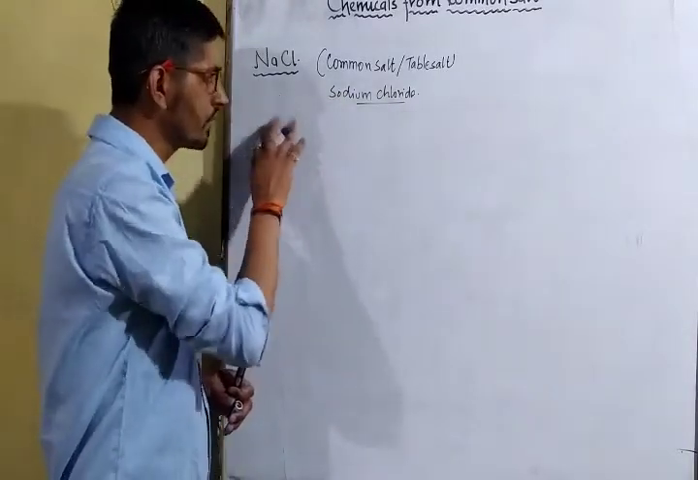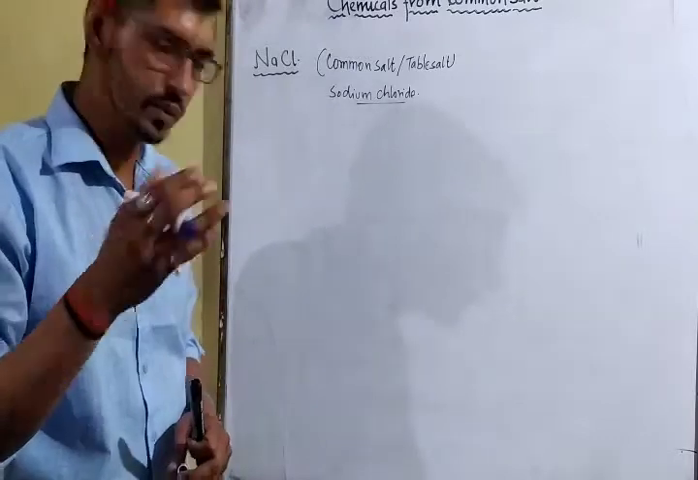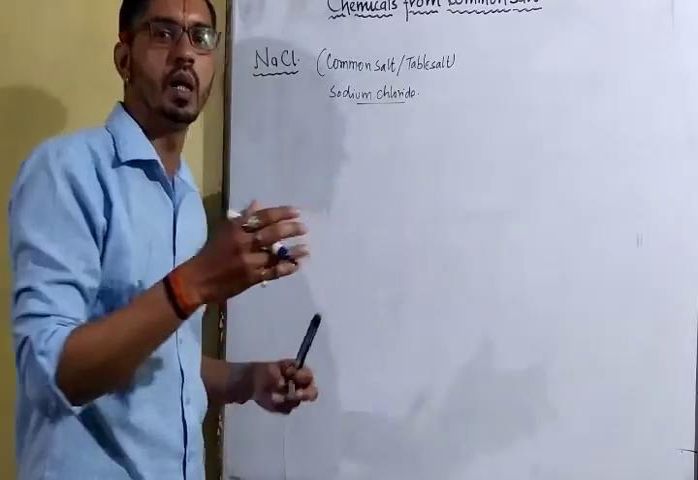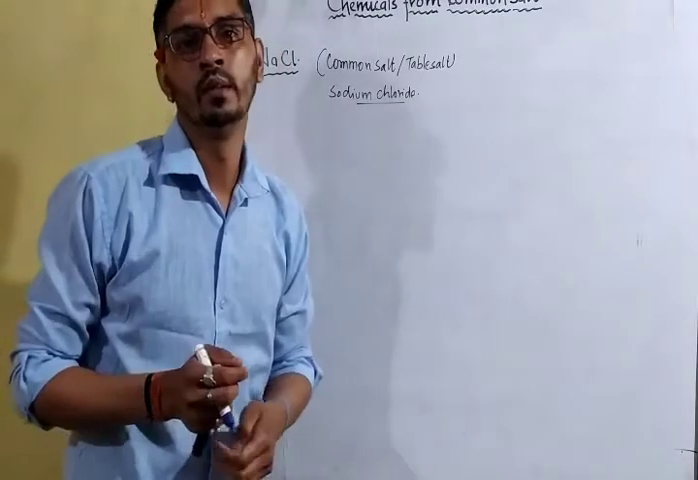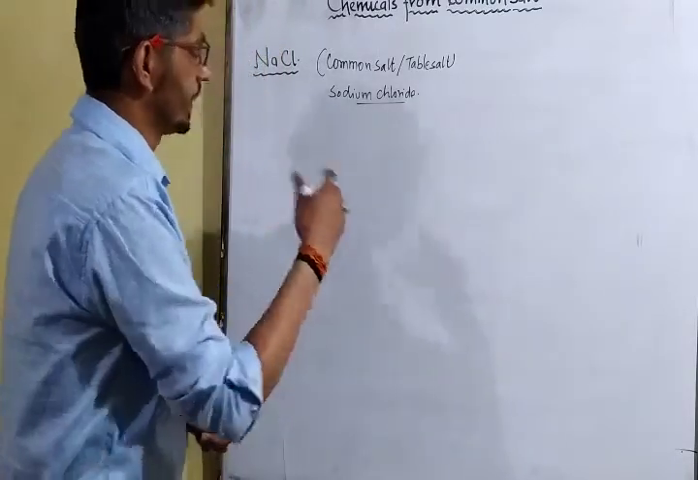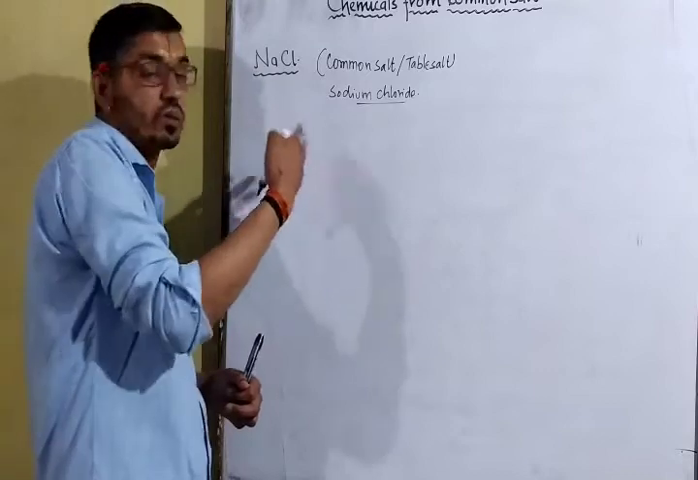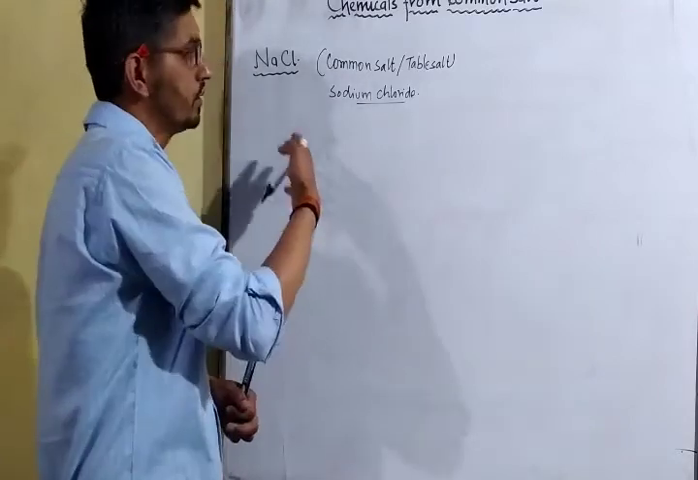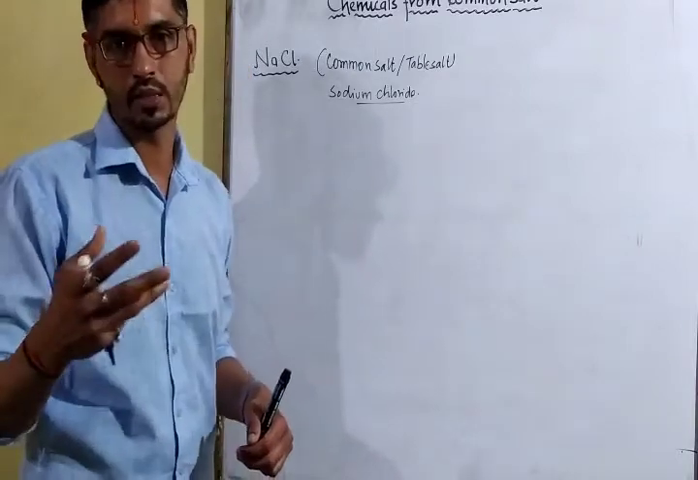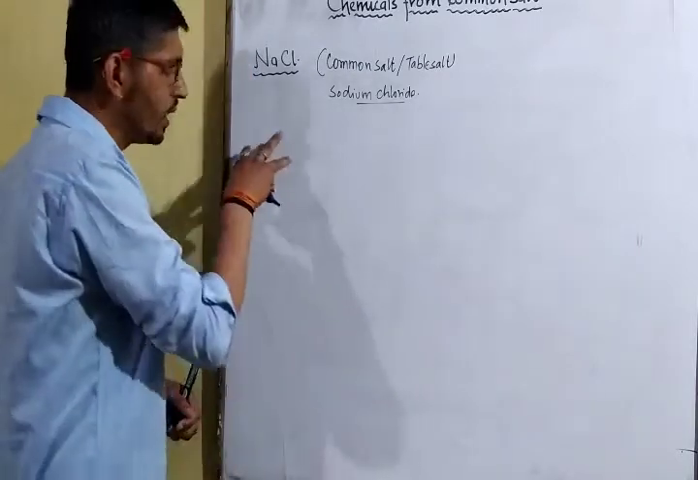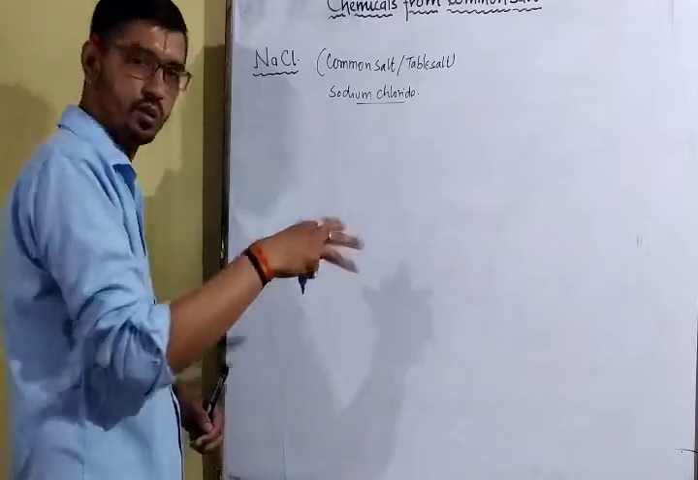So where is it used? We know that it is used at our home. That means in everyday life we use NaCl. So it is very important. We use it in the kitchen. It is used as a preservative as well. So you have to learn the examples or write the examples from the textbook. Now I am just telling how it is produced.